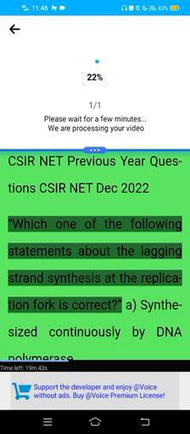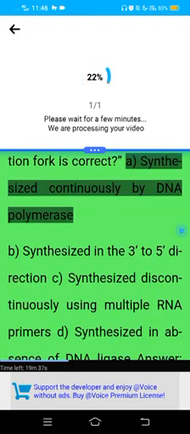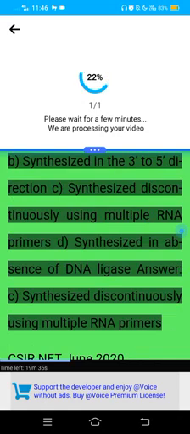CSIR NET previous year question, CSIR NET December 2022. Which one of the following statements about the lagging strand synthesis at the replication fork is correct? A. Synthesized continuously by DNA polymerase. B. Synthesized in the 3' to 5' direction. C. Synthesized discontinuously using multiple RNA primers. D. Synthesized in absence of DNA ligase. Answer: C. Synthesized discontinuously using multiple RNA primers.